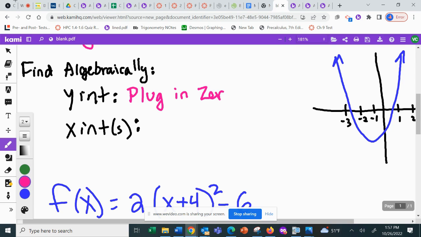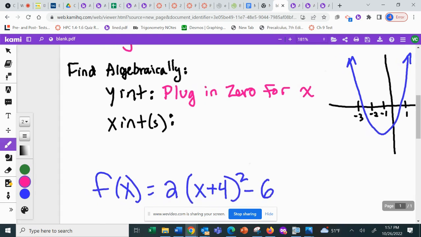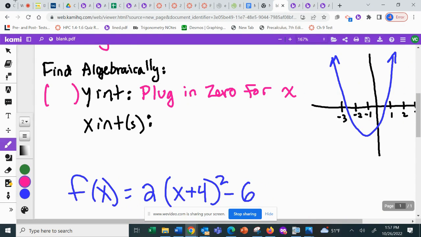Plug in 0 for x. To find the y-intercept, you've got to make x 0. Our answers for the y-intercept are going to be 0, comma something. So you're putting the 0 in for x. Some of us put it in for y, and then you don't get the right answer.